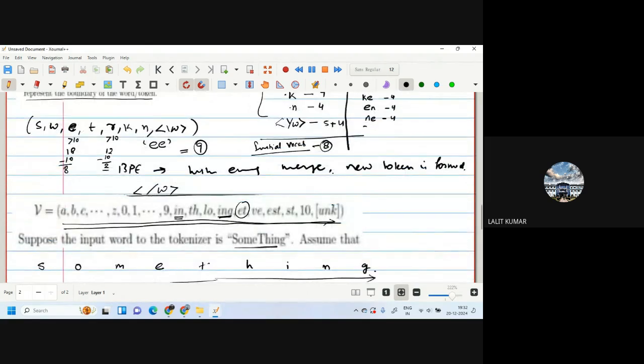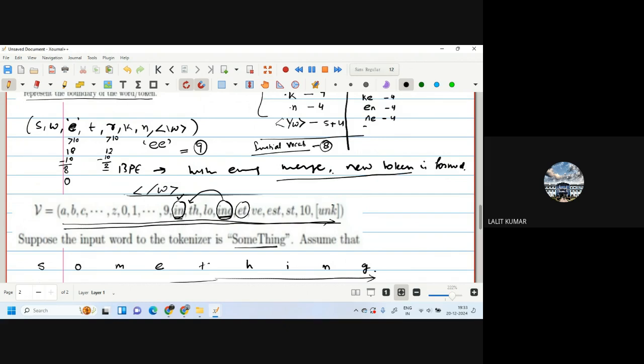And one important point to remember here is that even if the value becomes 0, that token is retained. So for example, we can see in this example also that IN and ING, now ING would have been formed from IN, but IN has been retained.